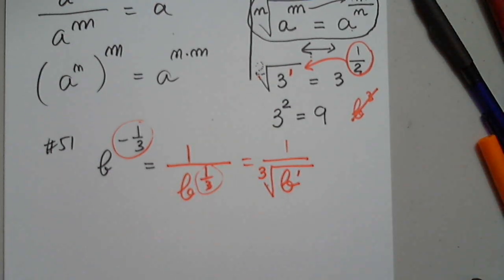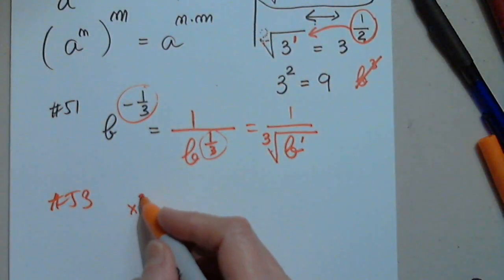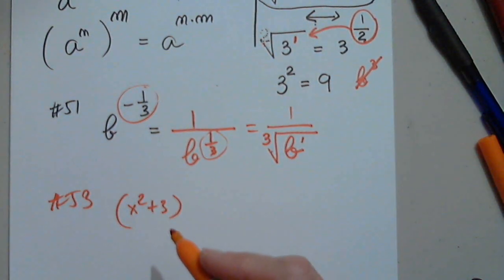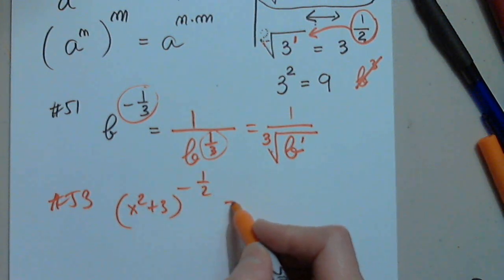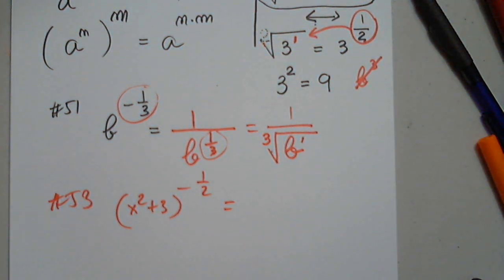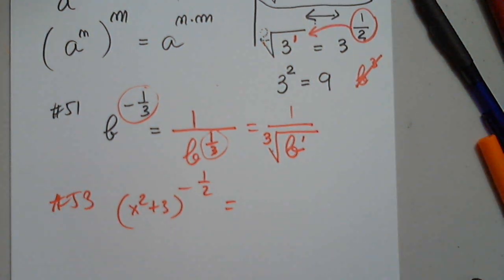Let's look at 53. So in 53 we have x squared plus 3. Sorry. Okay, yeah, it's a different exponent. Good. I thought it was the same exponent. Okay. Can anyone tell us how to rewrite this? What is the first step? Anyone, please?